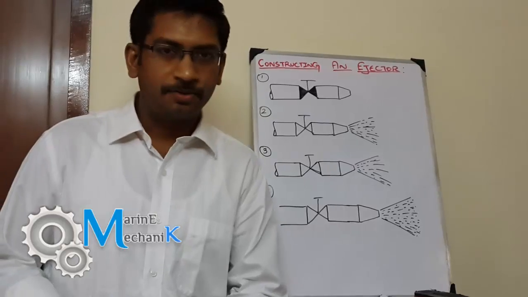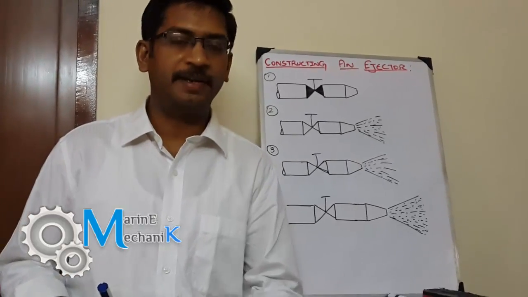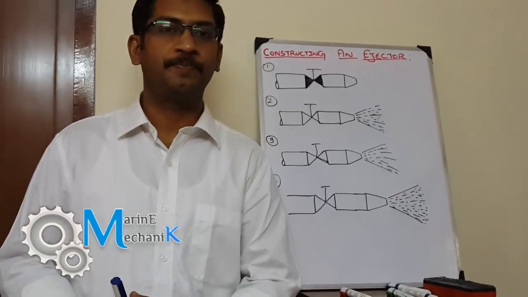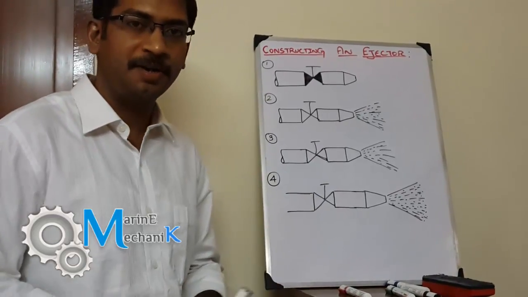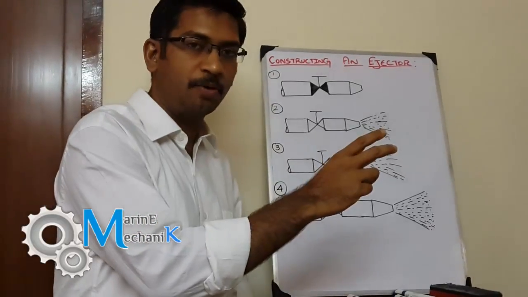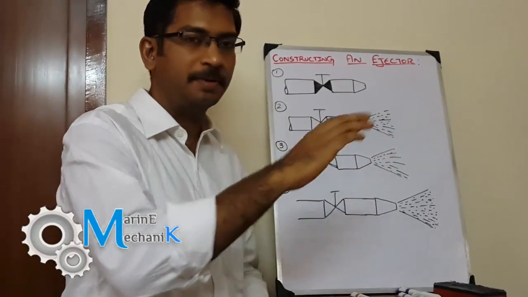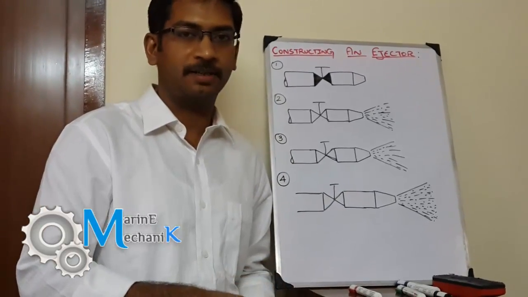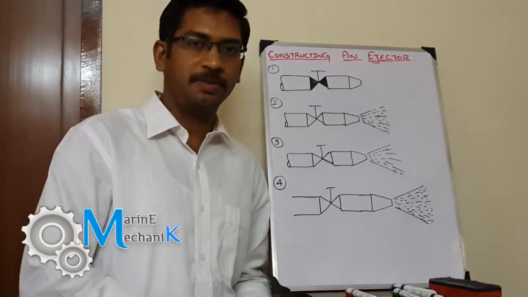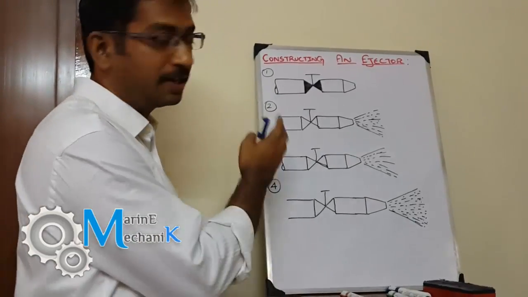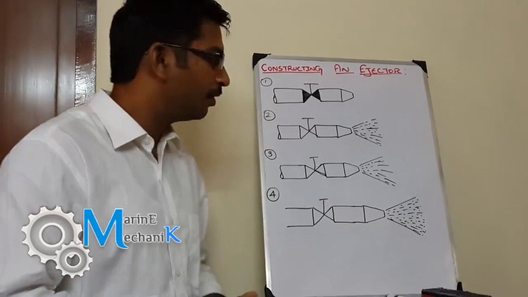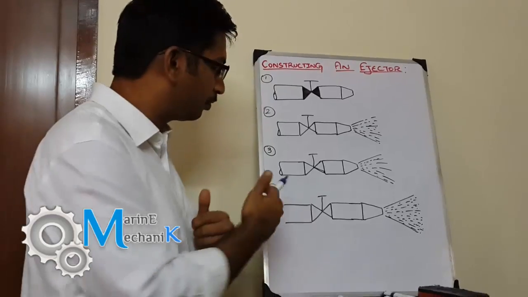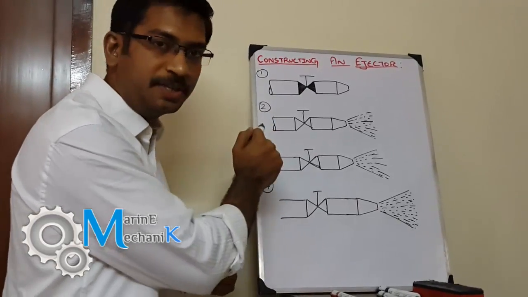In one of my previous videos, I have explained the concept of air lift or the lift mechanism, showing a simple experiment with a paper, blowing air on top of it so that the paper lifts. I'll post the link over here, just click it and recollect the concepts. With that concept in mind, we'll proceed constructing an ejector. There are 4 simple steps which I have put over here. So let's start with step number 1.